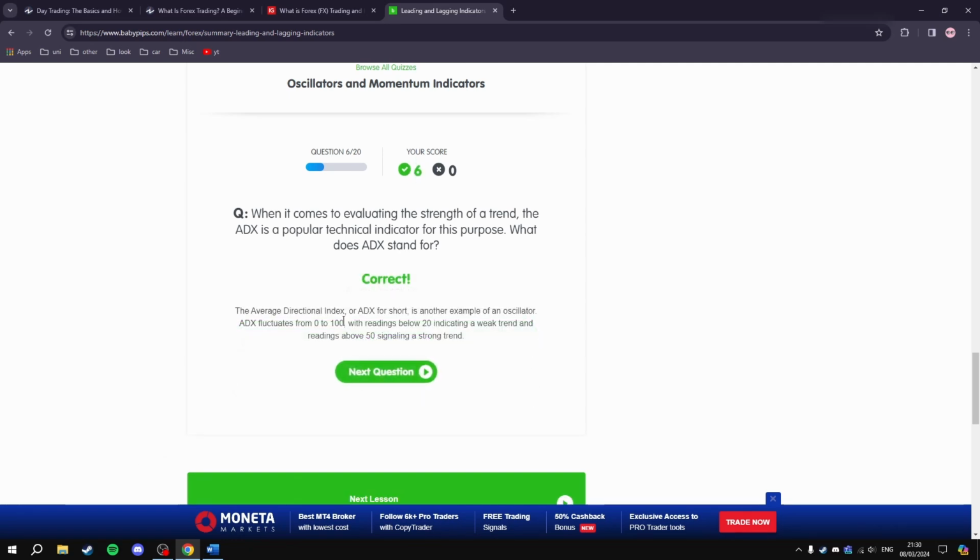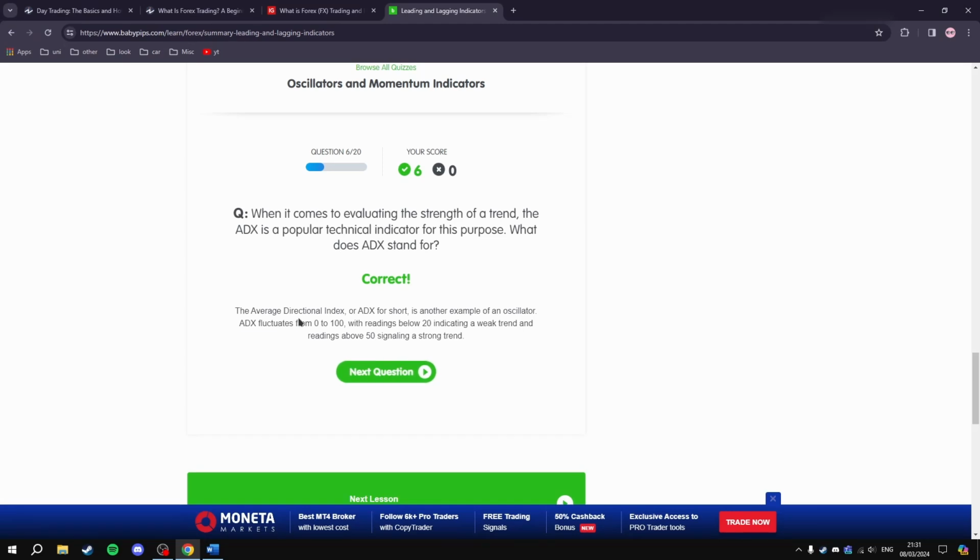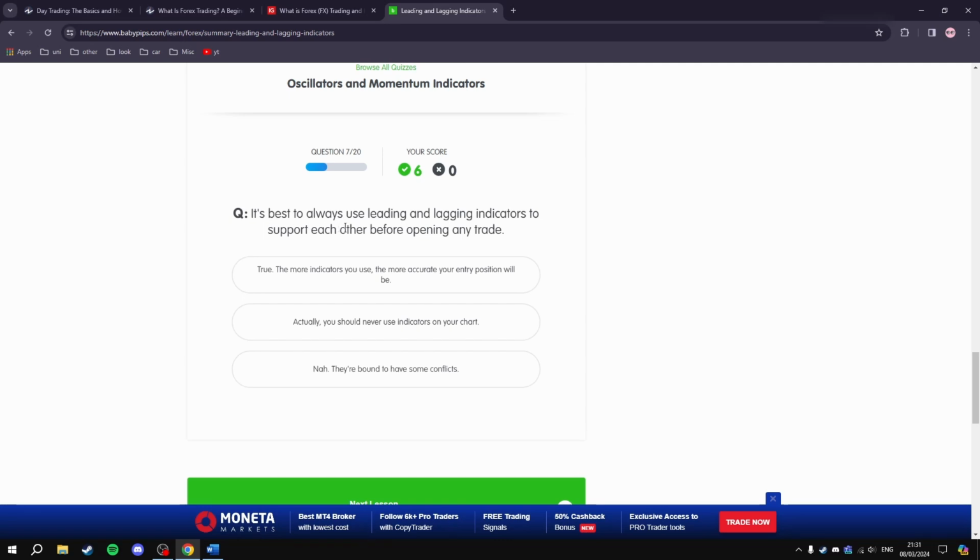The average directional index, or ADX for short, is another example of an oscillator. ADX fluctuates from 0 to 100, with readings below 20 indicating a weak trend and readings above 50 signaling a strong trend. Is another oscillator. So this is a leading indicator then. It's best to always use leading and lagging indicators to support each other before opening any trades.